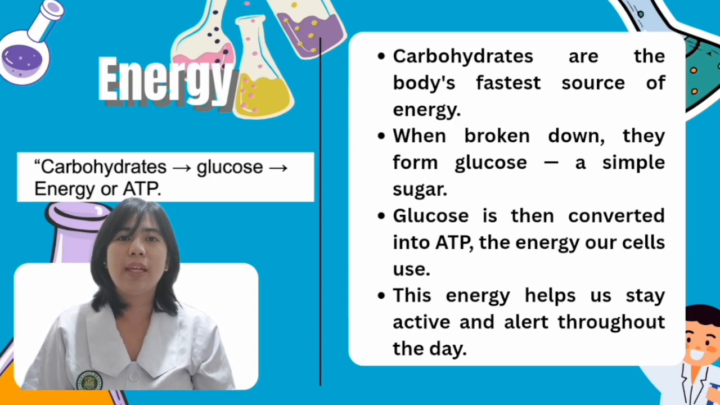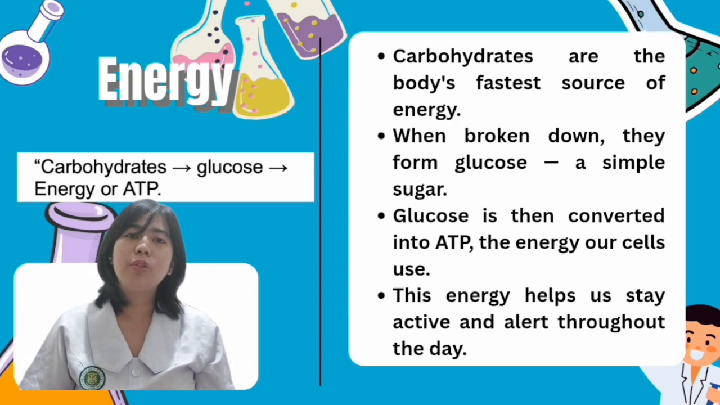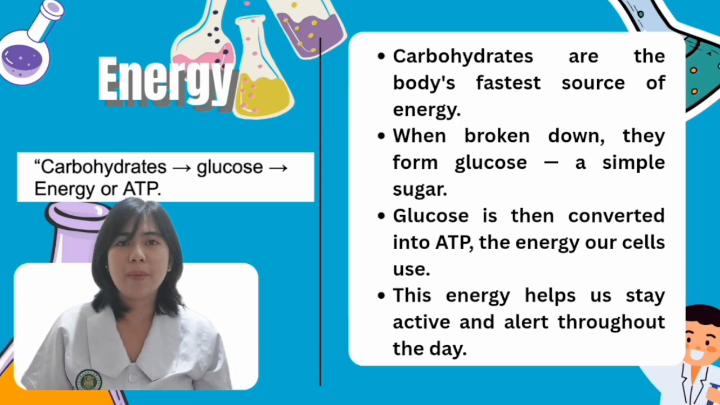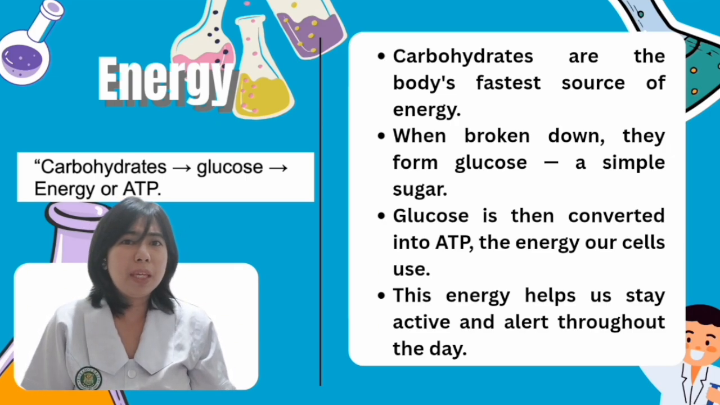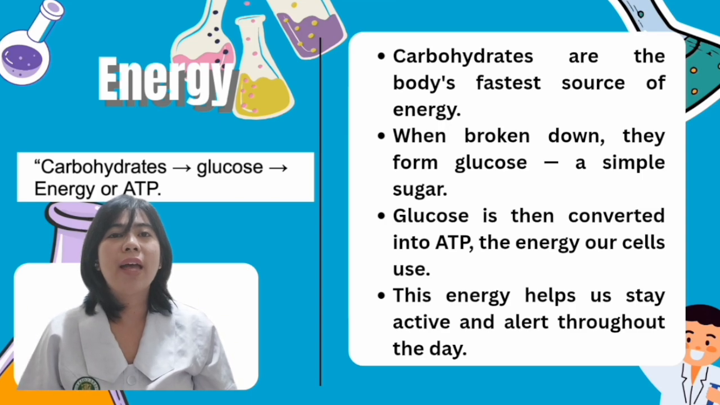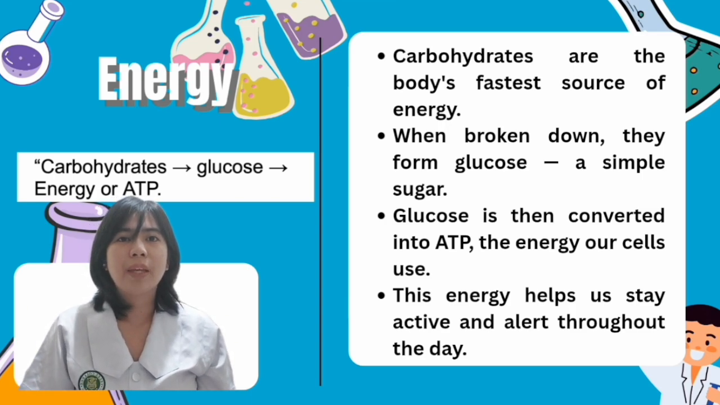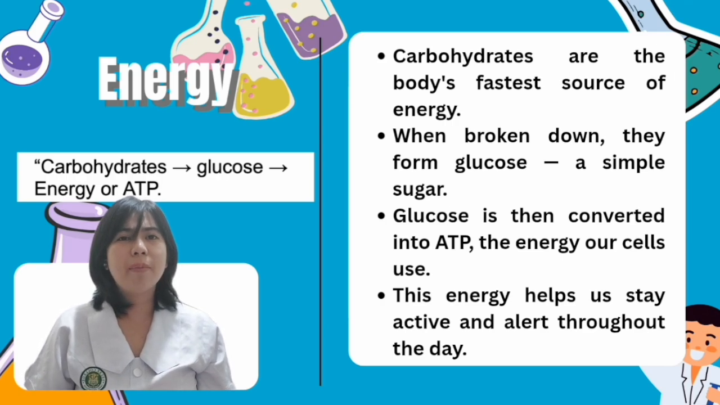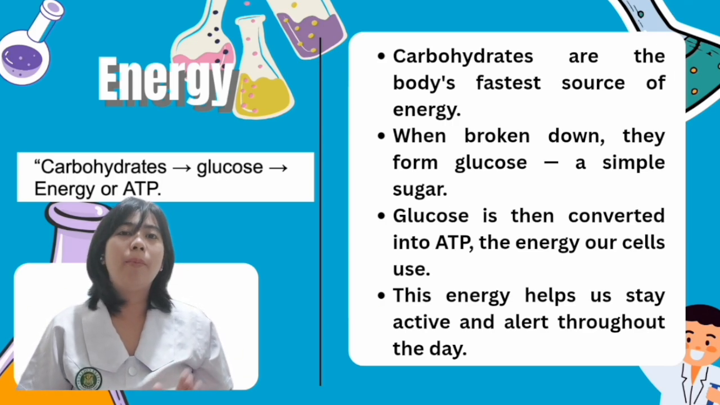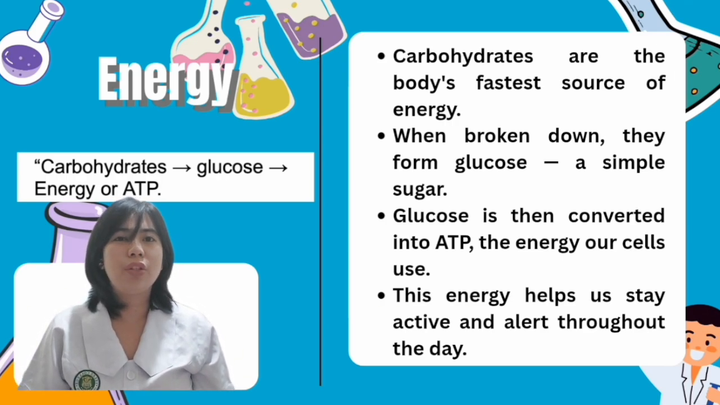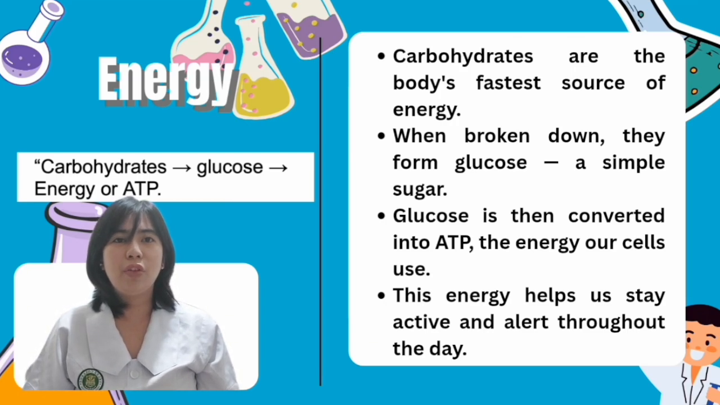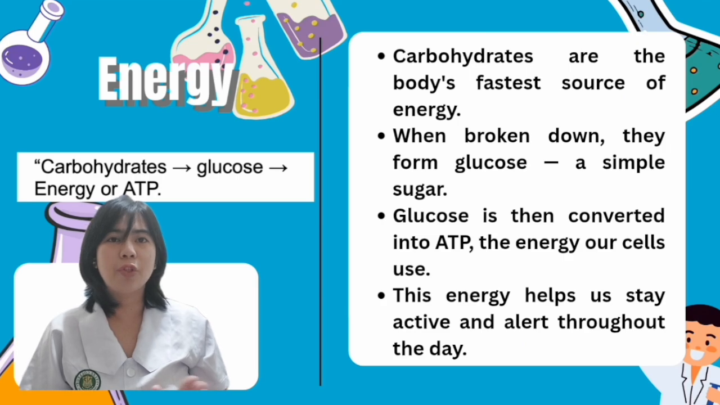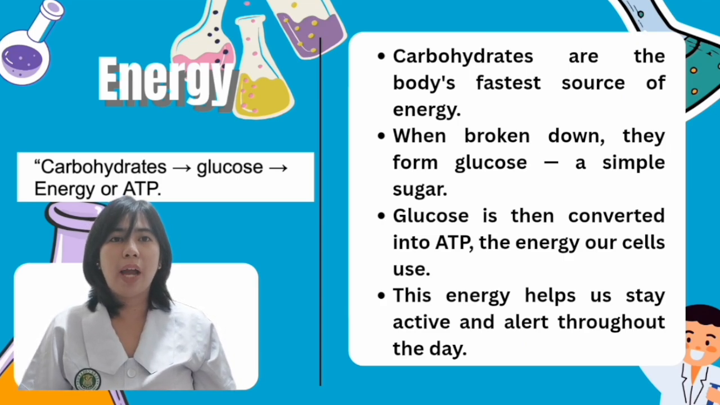Here's a simple way to see the process. Carbohydrates to glucose, then glucose to energy or ATP. What is ATP? ATP stands for adenosine triphosphate. It's basically the energy currency of our body. Every time our muscles move, our brain thinks, or even when we're just breathing, our body is using ATP made from glucose. This diagram shows the breakdown of carbohydrates.